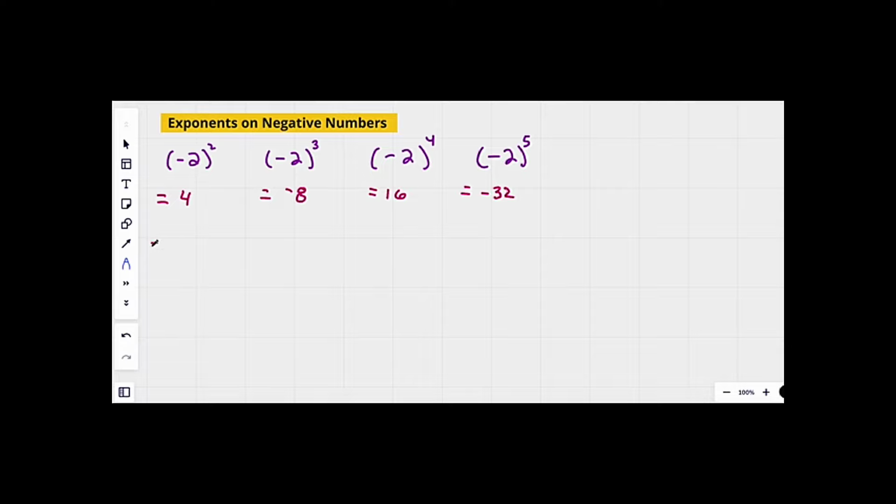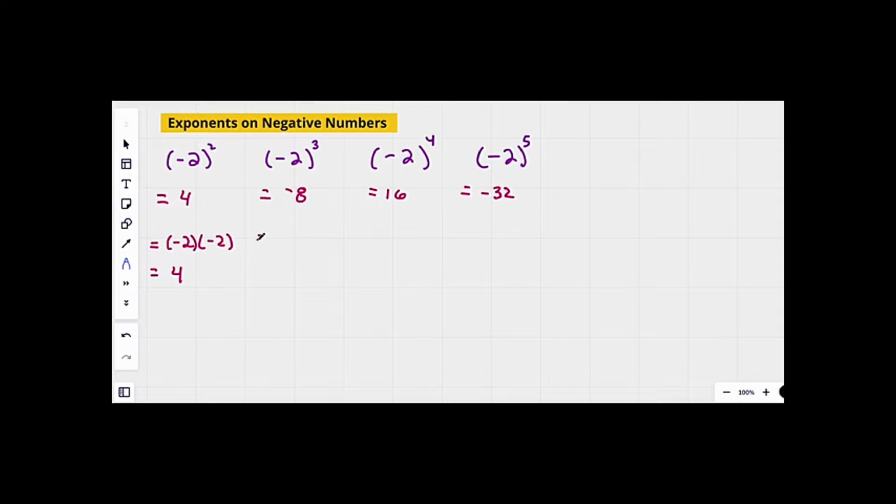So negative 2 to the power of 2 is the same thing as saying negative 2 times negative 2. And so we know from integers that a negative times a negative equals a positive. And this is why we end up with a positive 4. Okay, let's go to the next one.